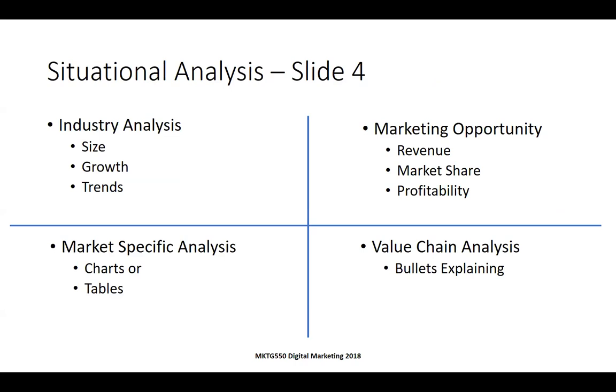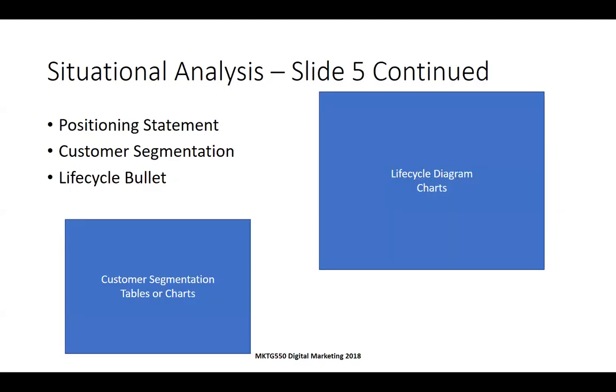Market-specific analysis. What it is, this is sort of going down like a funnel or a pipeline. We're actually looking at the industry, that's the big picture. The marketing opportunities getting a little bit smaller. The market-specific analysis, you could add some charts or table here, and then the value chain analysis. Where in the value chain are you actually, what's your major impact? Where in that value chain? It could be anywhere along there. This is not a difficult thing to fill out.